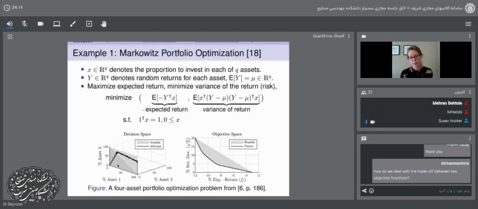So I've just plotted a 4-asset portfolio optimization problem from Boyd and Vandenberghe's book. We have a simplex here saying that you can only allocate the assets that you have, basically. And the efficient set turns out to be this line that goes through the space, mapping over to the objective space. And so we have a Pareto front here that indicates how risky versus the return each one of these allocations will be.